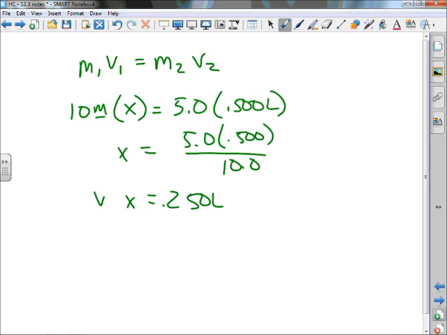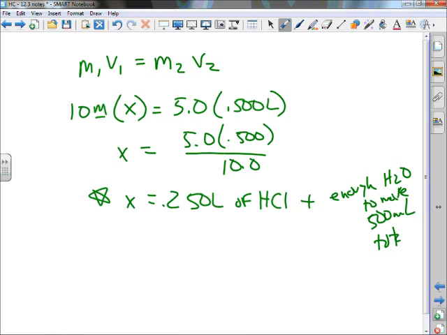Now, here's where you've got to know what the answer means. 0.25 liters of HCl plus enough water to make 500. Okay, so this one's nice and easy. I take 250 of acid, I add an equal amount of water, and that becomes my 5 molar. Again, not a calculation for a reaction, but just a dilution problem.